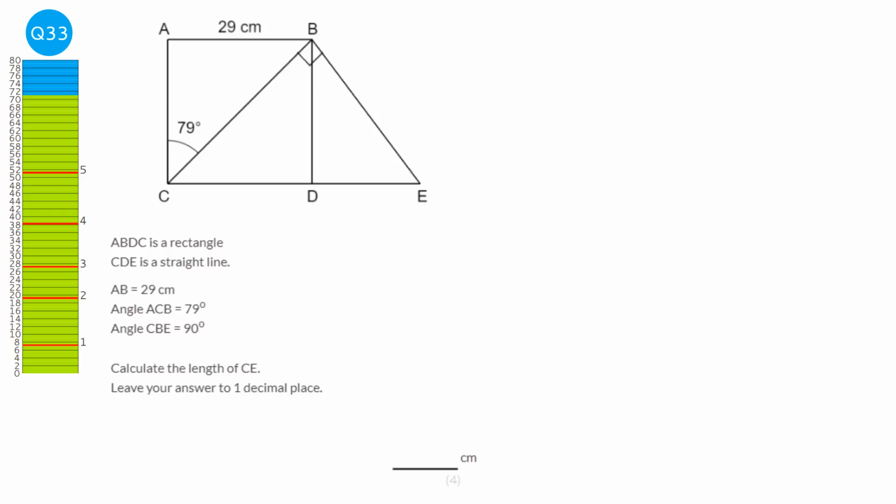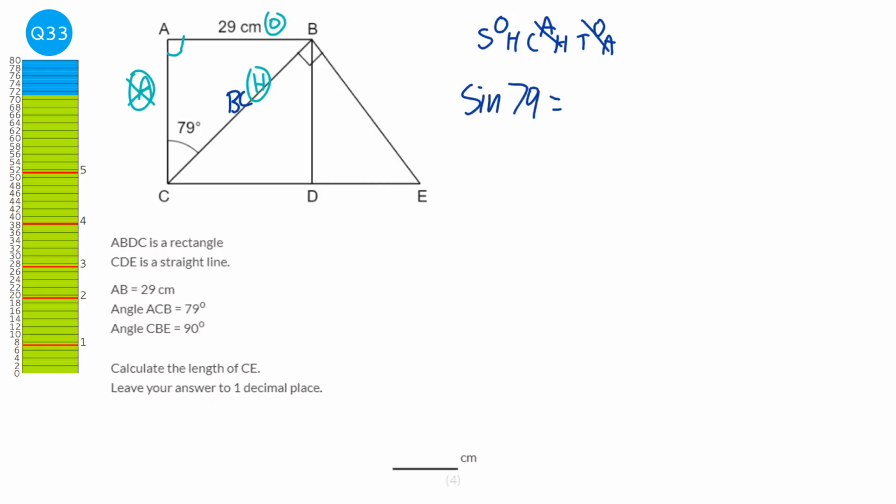So we can't work out length CE directly, but what I'm going to do is start off by finding length BC. And I'm going to do that using trigonometry. So we've got the 90 degrees there. We'll start by labelling it. So BC is the hypotenuse, the opposite here and adjacent here. We're not using the adjacent. So we're going to do our SOHCAHTOA, and we've crossed out the A, so we cross out these 2. So it's going to be sine. So we know that sine 79 equals the opposite, which is 29 over the BC.